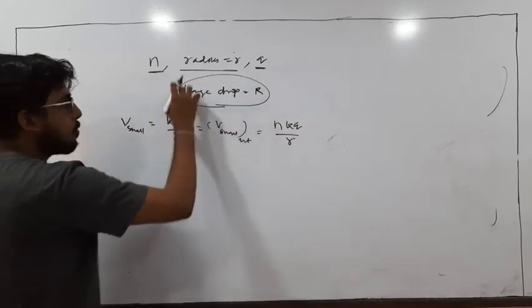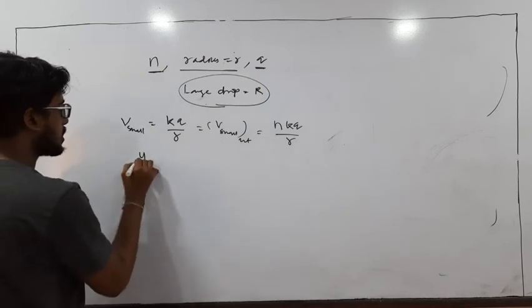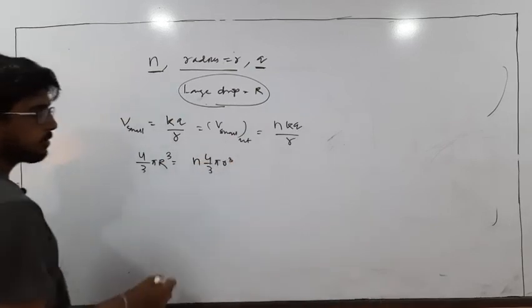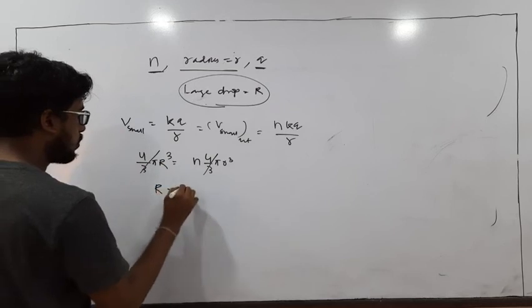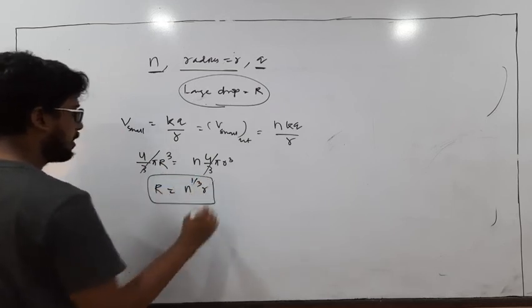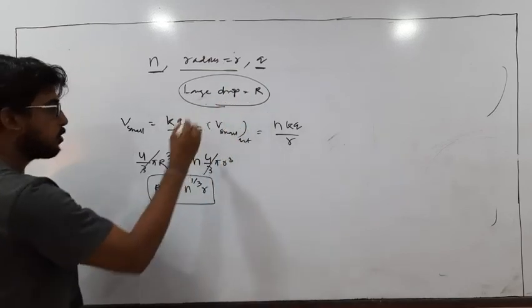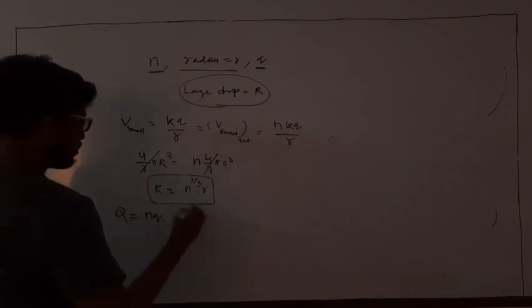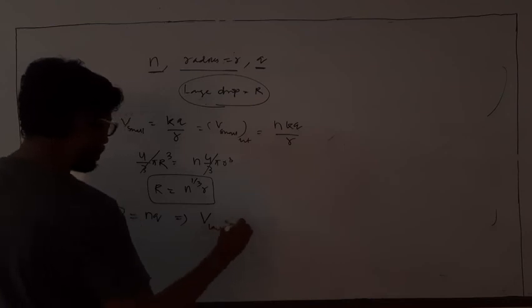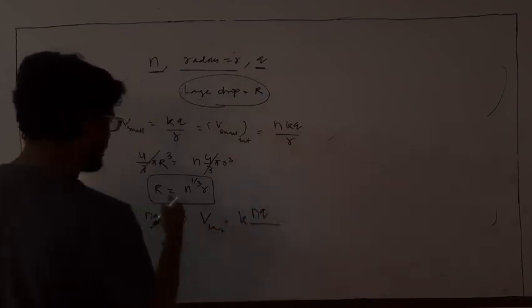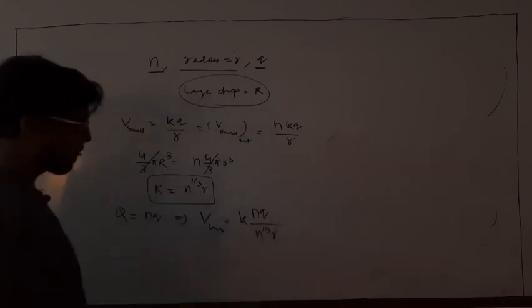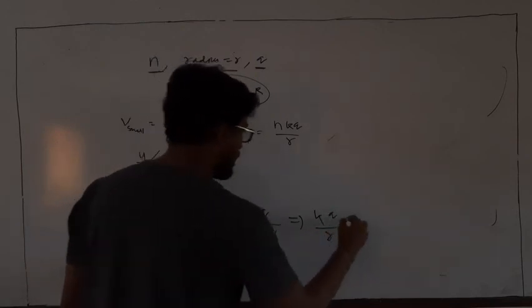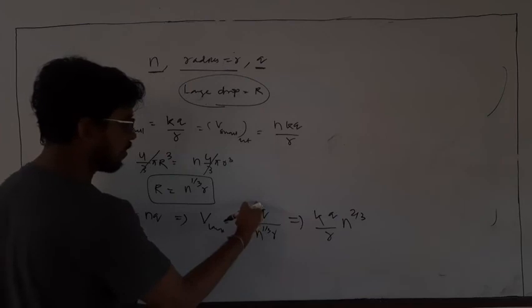As all the drops are combined to form a larger drop of radius R, the volume remains constant. So 4 by 3 pi R cube will be equal to n into 4 by 3 pi small r cube. From this we will get R equal to n to the power 1 by 3 into r. And the charge is also conserved. So the total charge on the larger drop Q will be n into q. So you get the potential of the large drop equal to K into n q divided by, in place of R, n to the power 1 by 3 into r. So this can be written as K q by r into n to the power 2 by 3, because 1 by 3 taken off it will be 2 by 3.